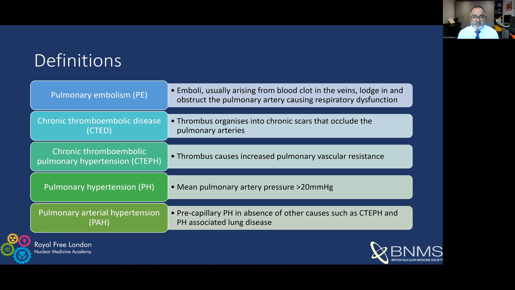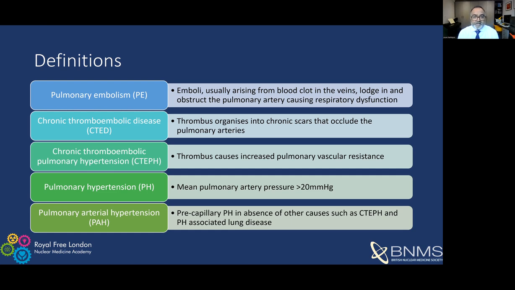CTEPH, or chronic thromboembolic pulmonary hypertension, is when you have chronic thromboembolic disease, which causes increased pulmonary vascular resistance. And that is pulmonary hypertension. And pulmonary hypertension, or PH, is when you have a mean pulmonary artery pressure of more than 20 millimeters of mercury. And that's a very specific definition for pulmonary hypertension. It doesn't suggest the cause for the pulmonary hypertension. It isn't a pathology in and of itself.